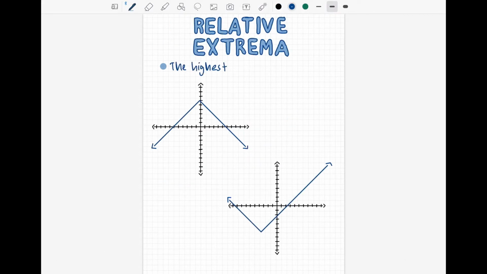The relative extrema is the highest or lowest point on a curve. Let's say that there's an n sort of figure. The highest relative extrema is here. This is because this is the highest point that the curve goes. And the lowest relative extrema on the curve is here. This is because relative to the curve, it is the lowest point on the line that you can get to.